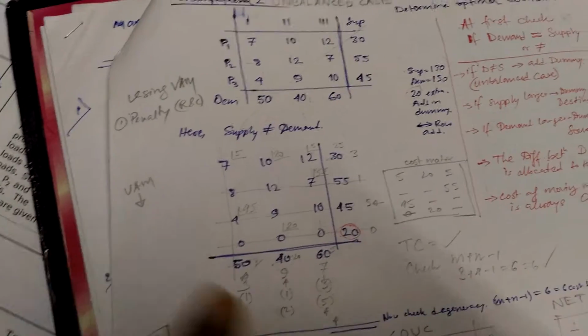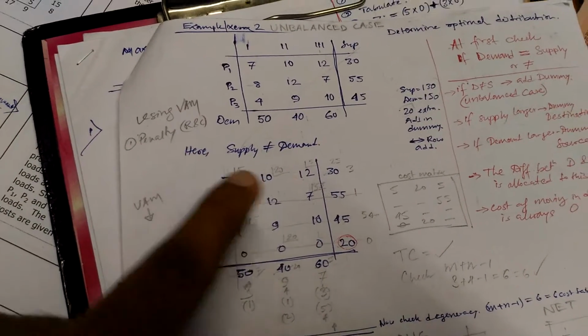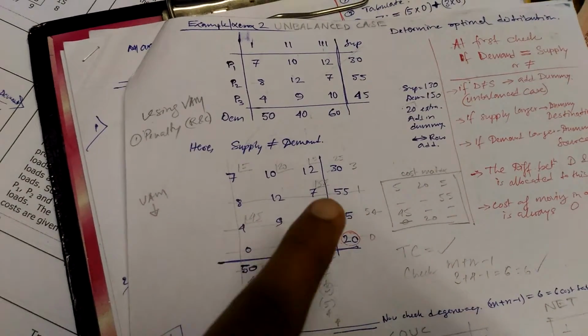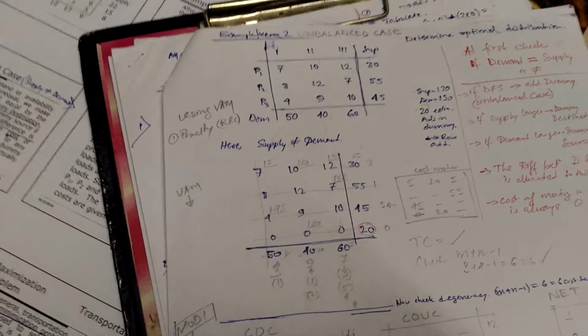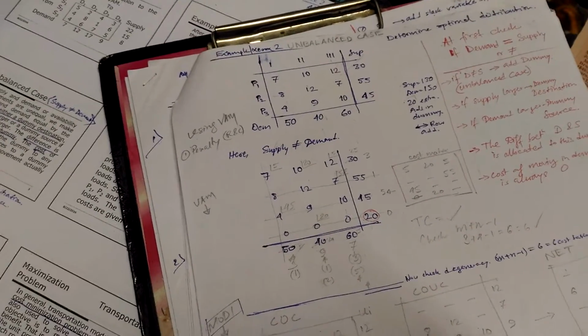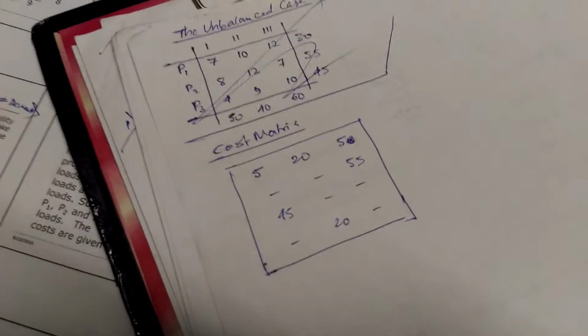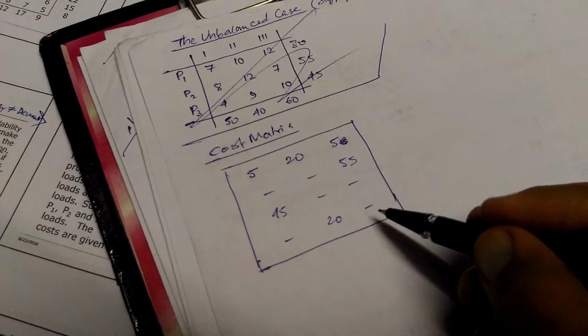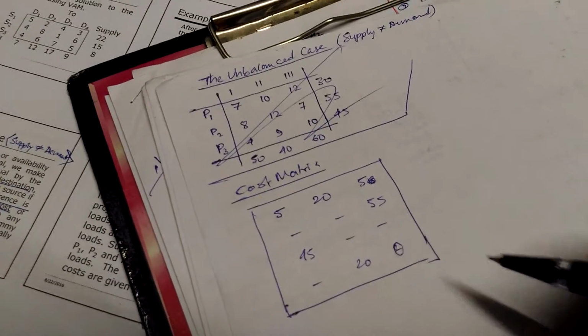So now we have written the cost matrix. The cost matrix here comes as 5, 25, then dash, 55, only the cost allocated. So this is our cost matrix. Remember the most negative value, minus 2, was here, so here we include theta.